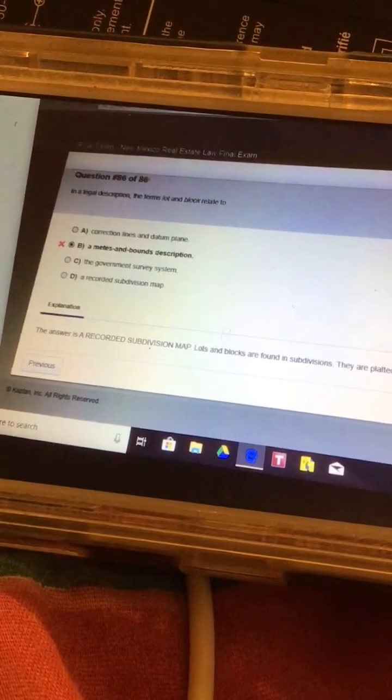The answer is D. A recorded subdivision map. Lots and blocks are found in subdivisions. They are platted or mapped.